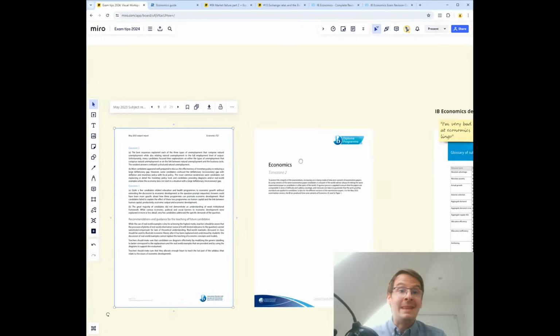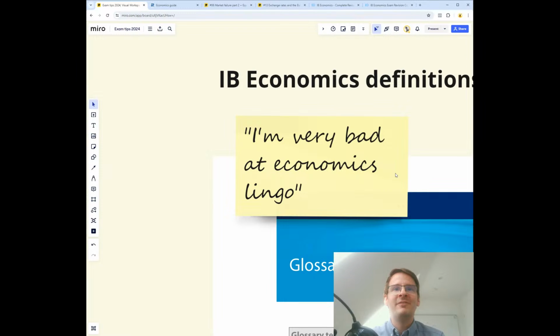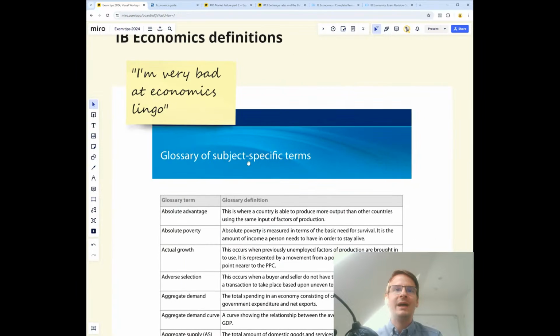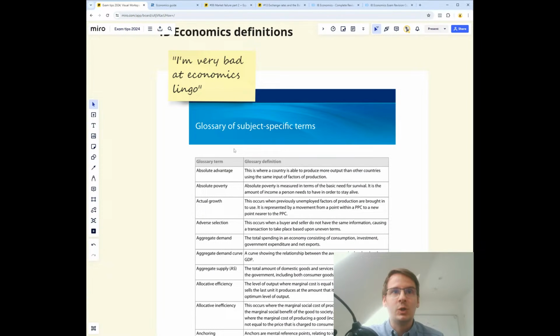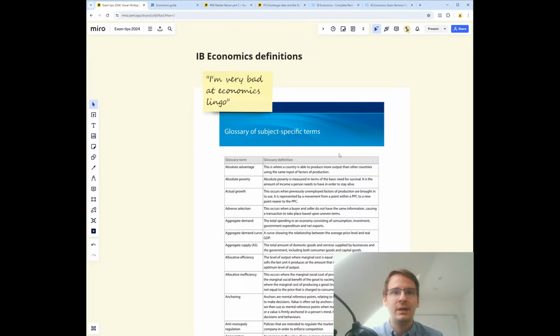Right. And then I got this one: I'm very bad at economics lingo, someone said. Okay. No one knows. Well, it's not true. A lot of students don't know that the IB prepared a glossary of subject-specific terms. Okay. So here we go.